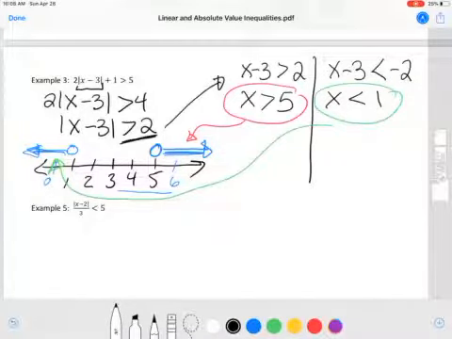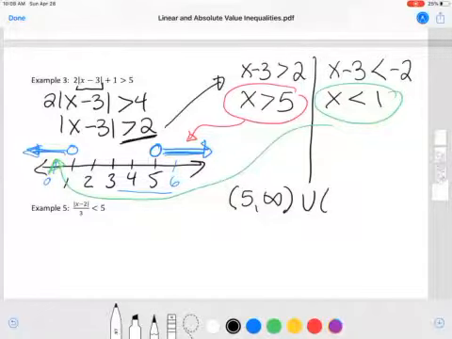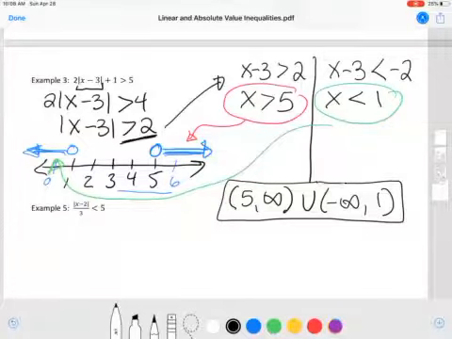Okay, so let's see, x is greater than 5 would look like this. Union, and then x is less than 1 would be from minus infinity up to 1, not including 1. So here's my final answer written in interval notation.